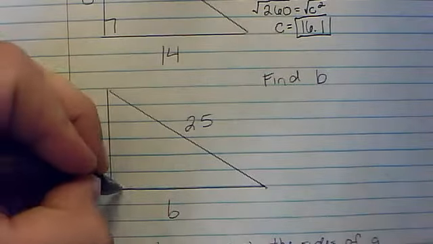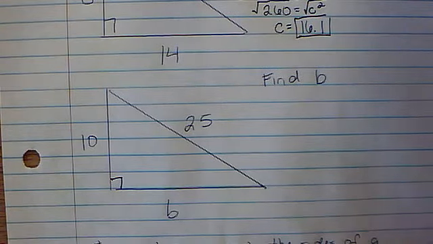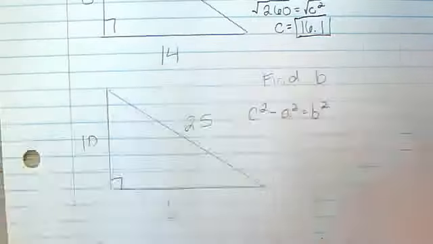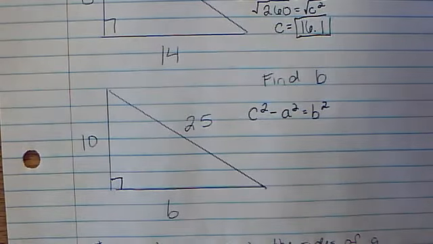On the second one, you have a right triangle with sides of 10, b, and 25. So here we're going to be doing the converse to the Pythagorean theorem. The reason we do the converse is because now we have a C value in one of our legs. So we're not going to be able to just find the sum of our legs anymore after we square them. We're going to have to be subtracting. So the converse to the Pythagorean theorem is C squared minus A squared is equal to B squared. So we're going to be dealing with subtraction instead of addition.